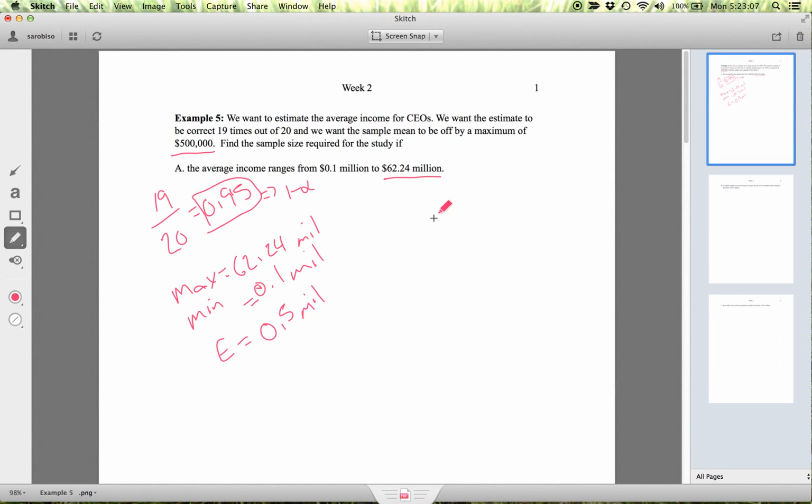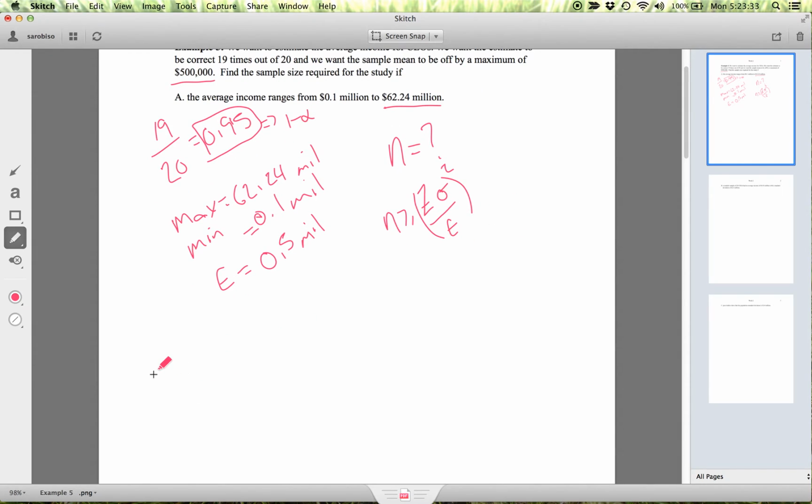Okay, so if we want to find how large n should be, remember that our formula for calculating sample size is that n should always be at least as big as your z multiplied by sigma divided by e, and then squared. Okay, we don't have our z value and we don't have our sigma value, so let's pay some attention there.